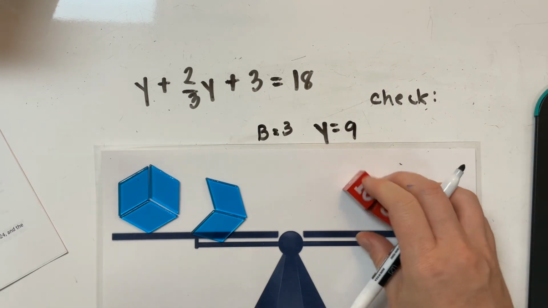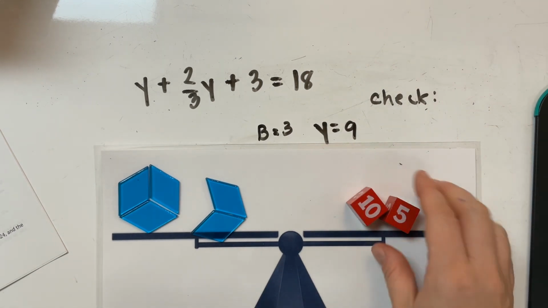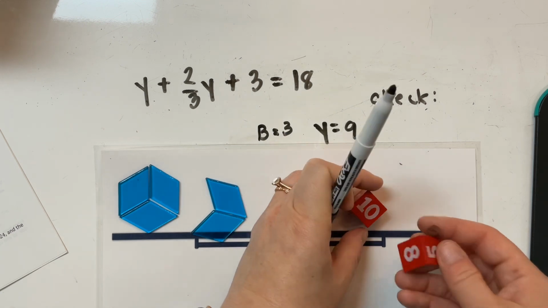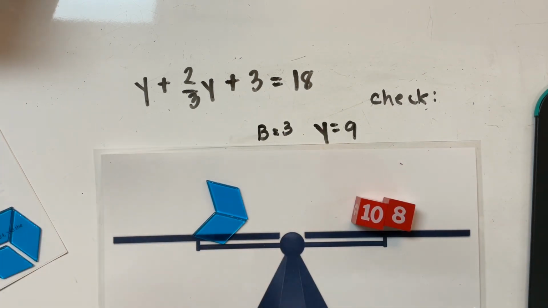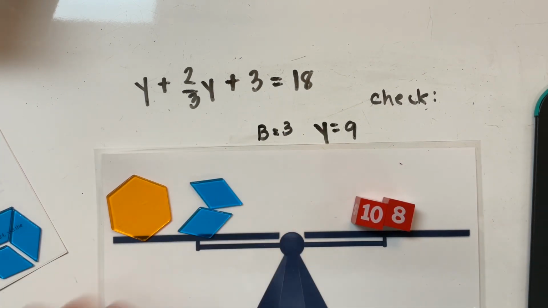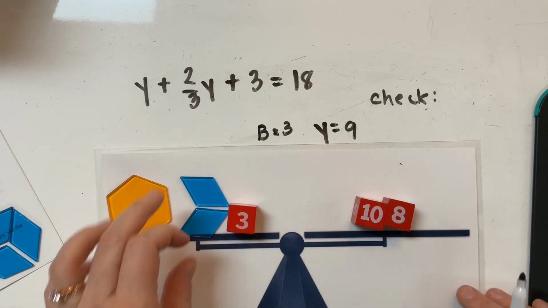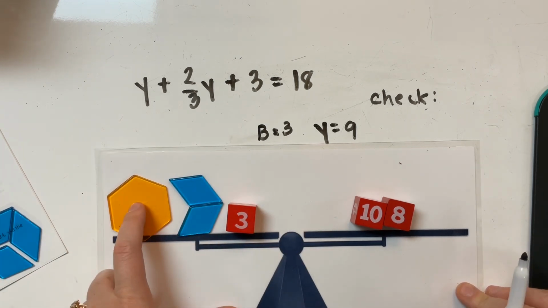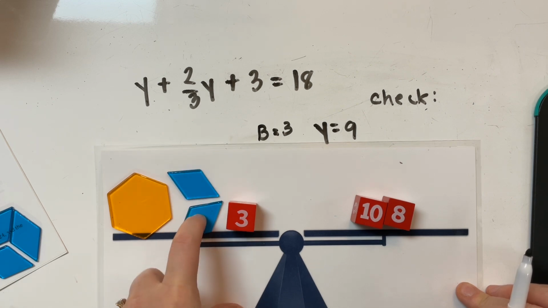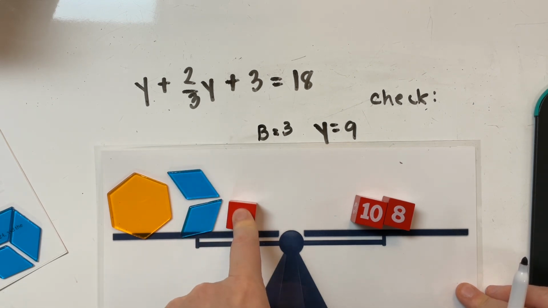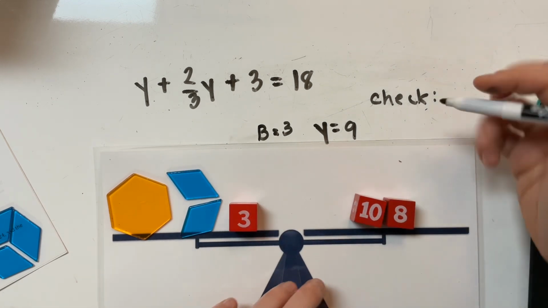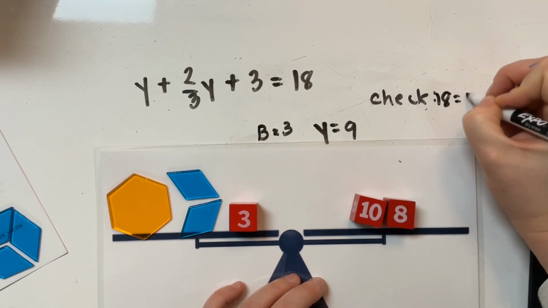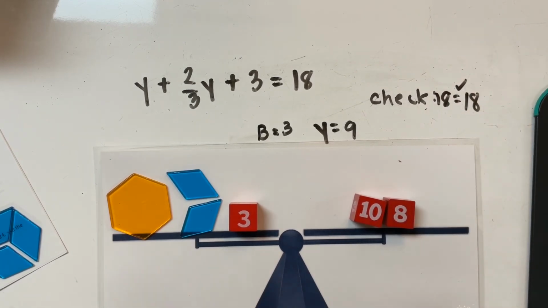And now I can do my check. So my check, I'd build everything back to the way it was, to make sure both sides are even. So this would be 9, 10, 11, 12, 13, 14, 15, 16, 17, 18. And then on this side, 18. So 18 equals 18, and I'm done.